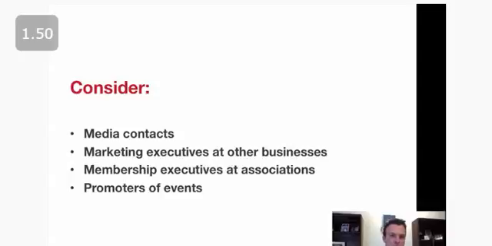All right, also look for promoters of events. In lots of industries, there are professional event promoters who put on the big conferences that people attend every year. If you can get in with them, you can oftentimes get speaking gigs at their events. You can get discounts on booths. So get to know those people. Again, these are all the friends that you want to add to your Rolodex and build relationships with, because they can really help you tap into these markets.